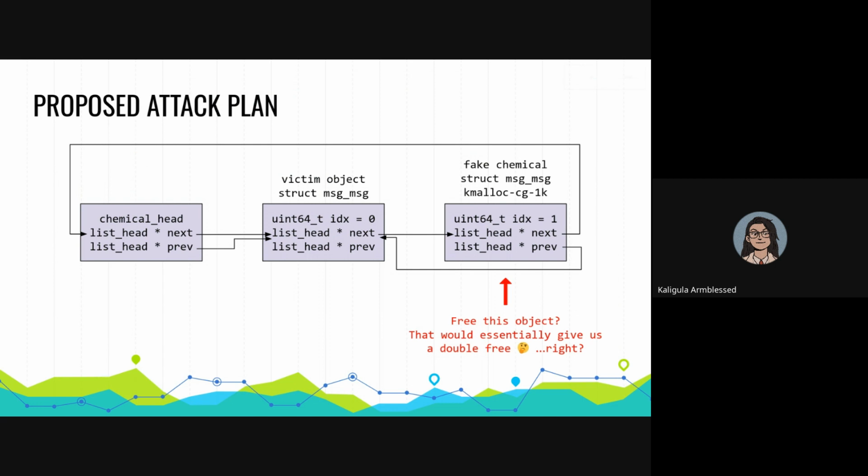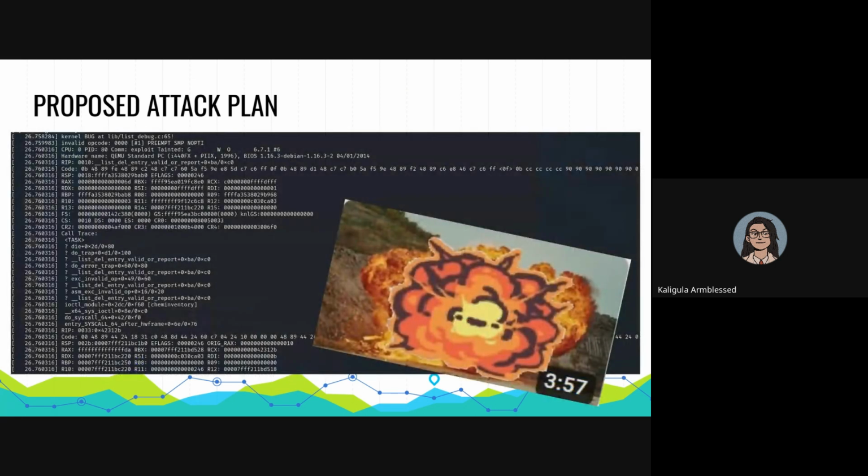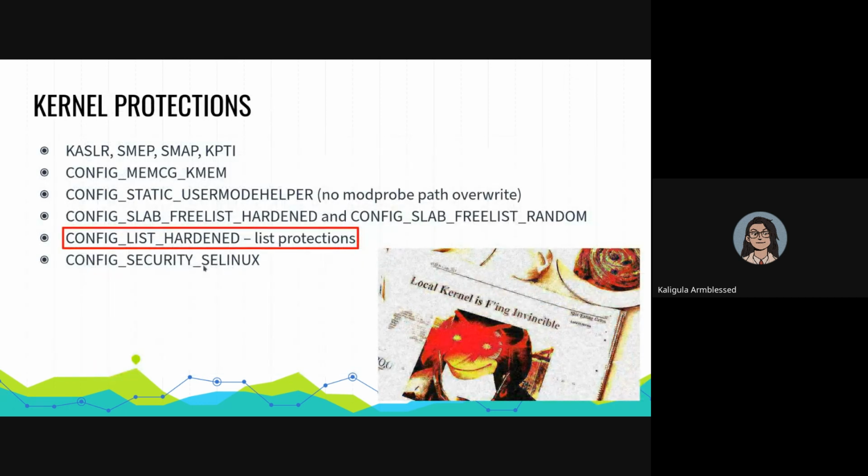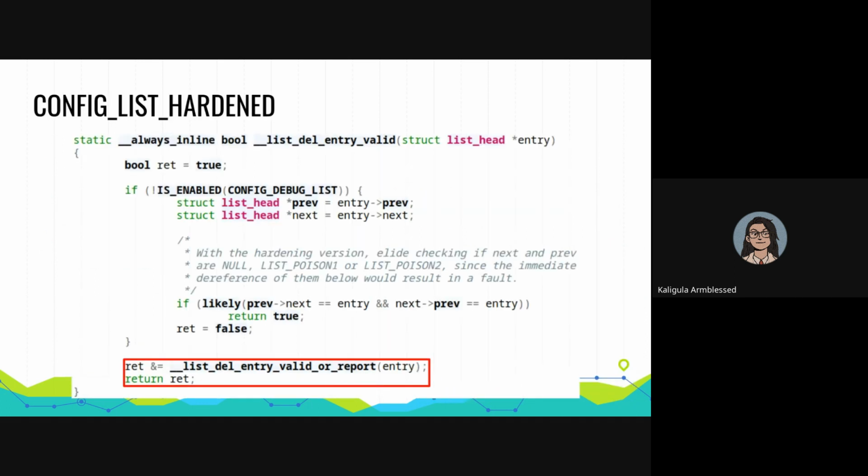So technically, because we have arbitrary free, this will give us a double free, right? No. Basically, what happens is the kernel will bug out and complain, and it will stop your exploit from running, making you very sad. And if you notice, if it fails here, it fails on do_list_delete_entry_valid_or_report, and it fails there because one of the list checks has failed. And this is because of CONFIG_LIST_HARDENED, which is a list protection.